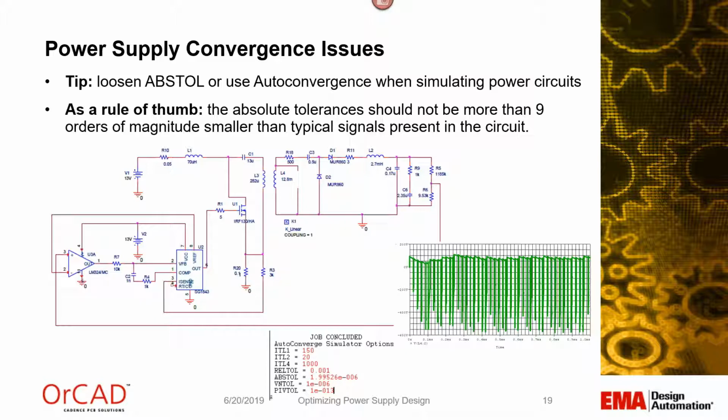So as a rule of thumb, you should not have any currents in your simulation that are 9 orders of magnitude larger than the SPICE tolerance. Here on the bottom, we see that the absolute tolerance, which is the current tolerance the SPICE simulation engine is using, is at 1.99 microamps. That's what it took for it to simulate with autoconvergence. But the default value was 1 picoamp, so 1,000 times smaller. So make sure to loosen that absolute tolerance when you're trying to do your SPICE simulation for your power supply circuit.